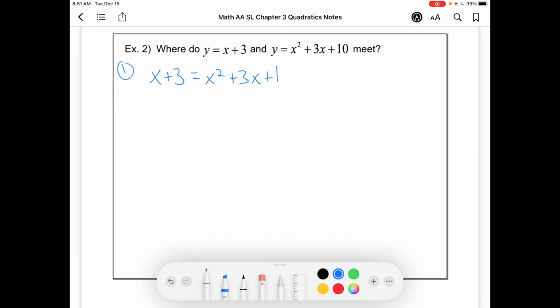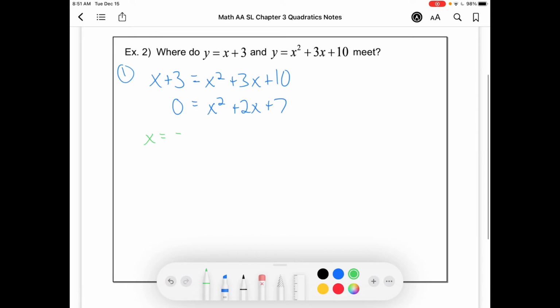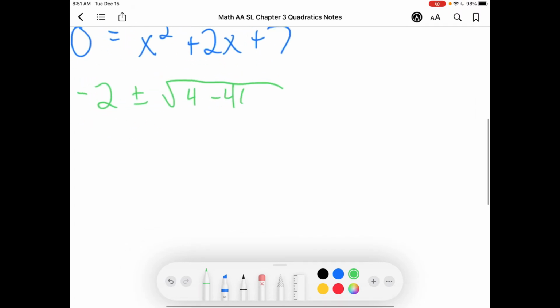I notice here that this is a quadratic, so I'm going to make one side 0. Okay, I'll try and factor this. Oh no, it doesn't factor well. Okay, that's fine. I'll go to the quadratic formula. 2 squared is 4, minus 4 by a, which is 1, by c, which is 7. All over 2a, all over 2a.